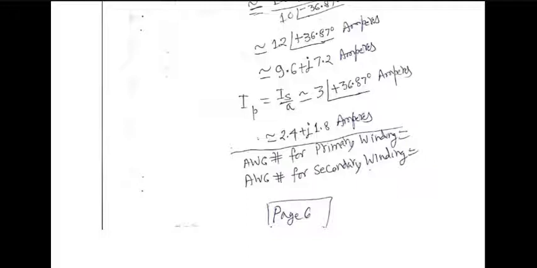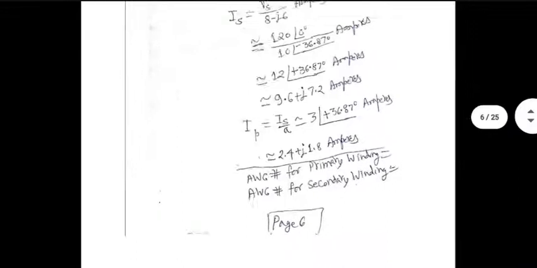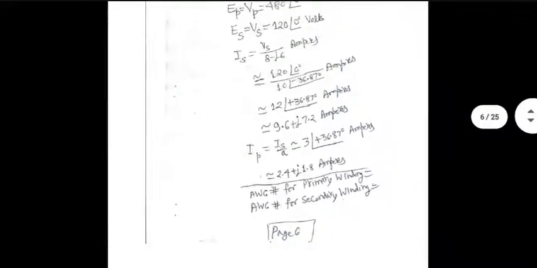Now, one thing very interesting to ask here is, when we determine the AWG size of the wire required, do we consider the real part of current or the imaginary part of current? Actually, you consider the magnitude. That means square root of 2.4 square plus 1.8 square, which is 3.